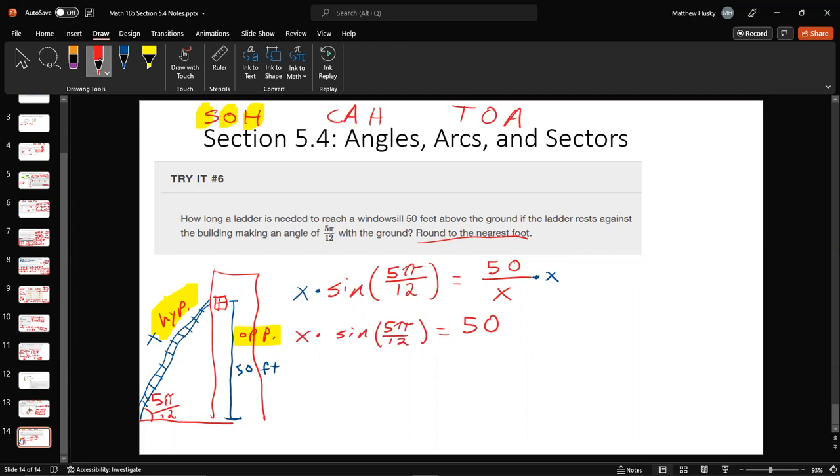How will we solve for x? Well, we divide by whatever that number is, yes? So you divide by the sine of 5 pi over 12. You do that over there, and then you do that over here. And if you do that, x is going to be equal to 50 divided by sine of 5 pi over 12. So in the calculator, make sure you go back to radian mode.